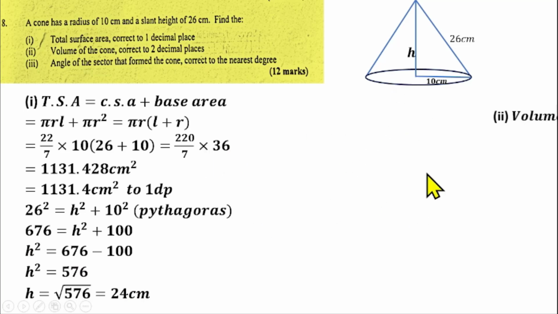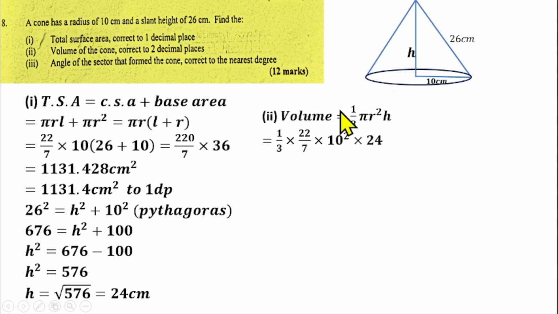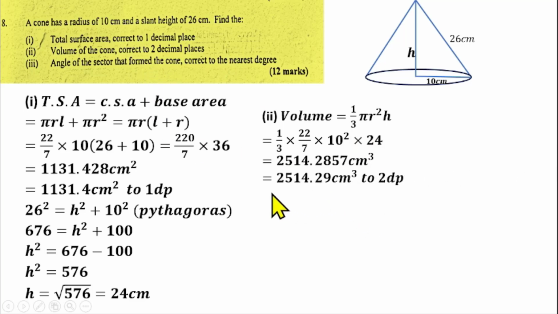We can now find the volume of the cone, and that will be 1/3 of the volume of a cylinder, which is 1 over 3 pi r square h. Substitute the values into it. You have 1 over 3 times 22 over 7, which is pi, times the radius 10 squared multiplied by the height, which is 24 that we got here. If you simplify this with your calculator, we have 2514.2857 centimeter cube. To 2 decimal places, that should give us 2514.29 centimeter cube.